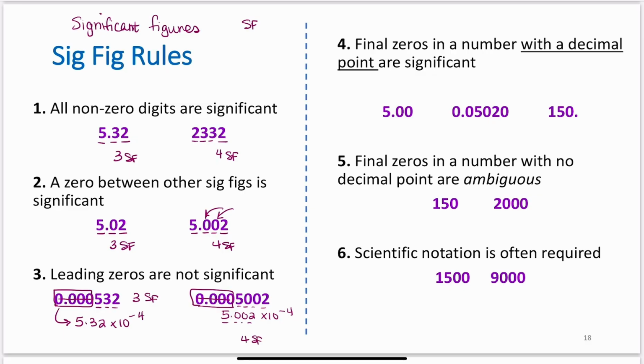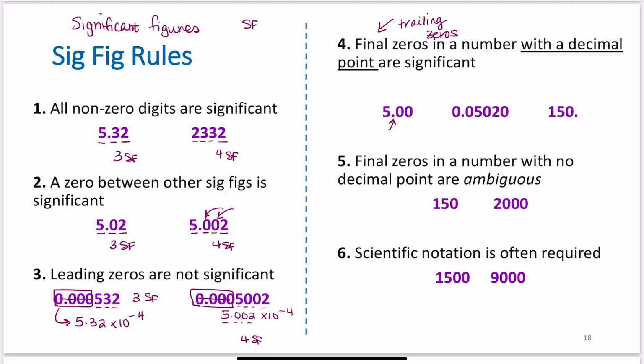Final zeros get tricky, and this is where you have to pay attention to what you're doing. Final zeros in a number with a decimal place are significant. I don't care if it comes before or after the decimal place. If you have a decimal place and you have a trailing zero, final zeros can also be known as trailing. They're trailing the rest of the number. They're at the end of that number, okay?